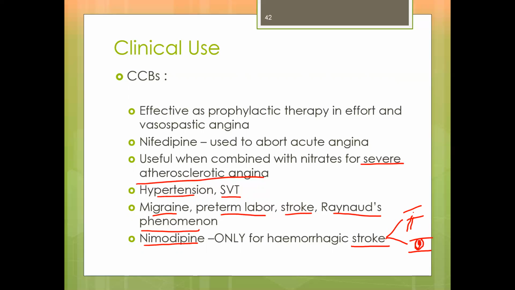Both conditions can compromise the blood supply to the brain. So therefore, we cannot use nimodipine in the other kind of stroke. You only use nimodipine in hemorrhagic stroke.